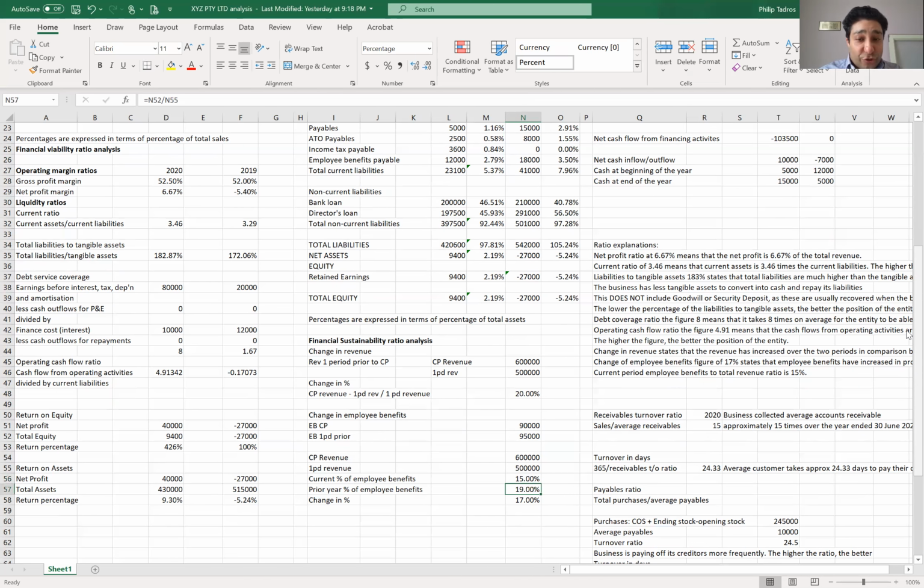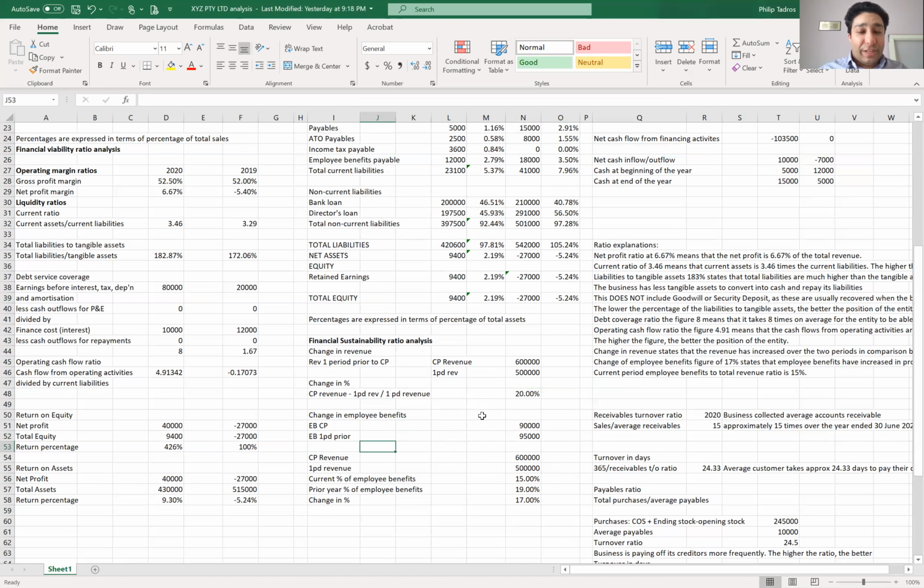Now you can average those two figures in order to get the average change in percentage of employee benefits. So 17% means that the employee benefits have increased in proportion to revenue over 2 periods at an average of 17%. Again, you have a director's expectation as to what they're looking for in terms of employee benefits. So that's the financial sustainability side of things.